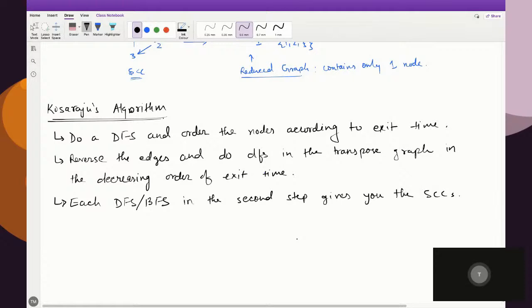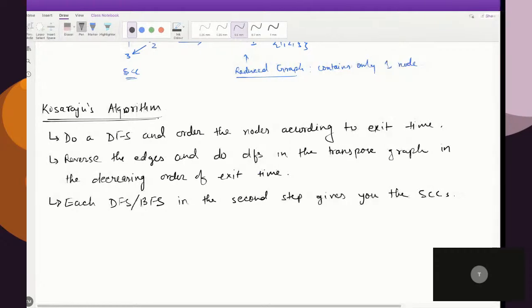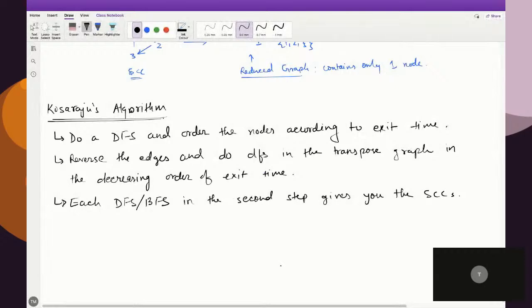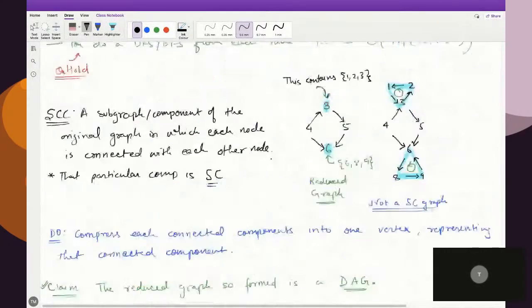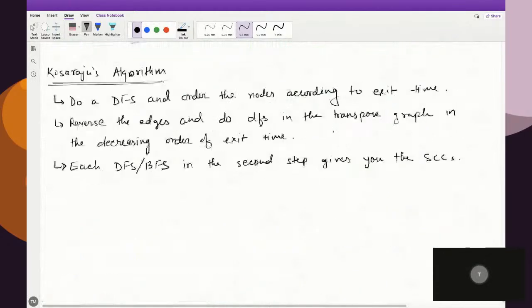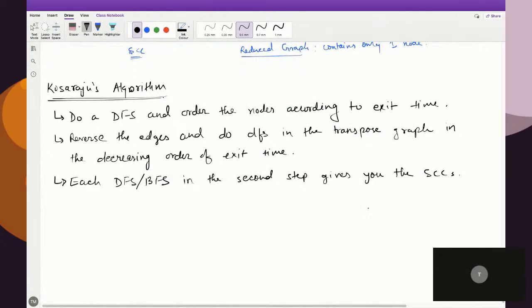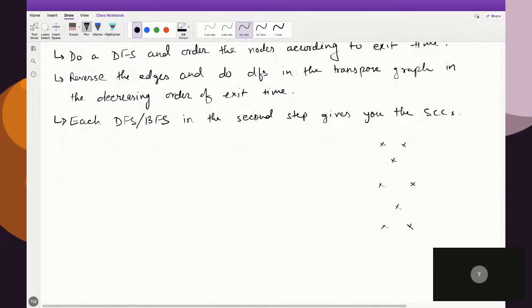Now, why does it work? We are going to take some examples. We have already taken one example. Let me pick that one. Yeah, so this graph, one, graph like this.